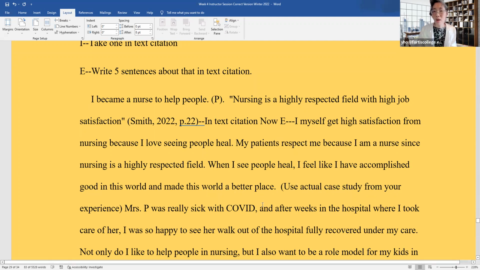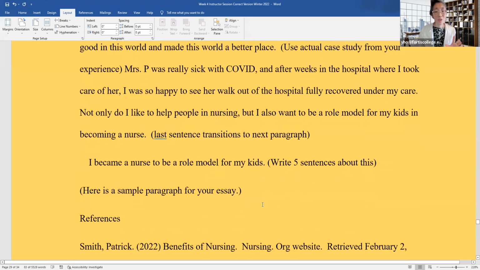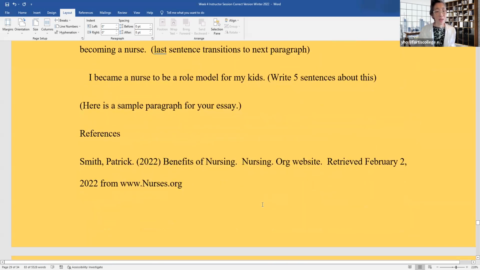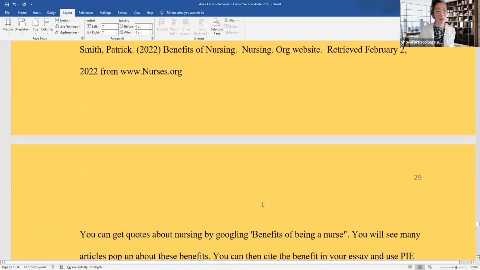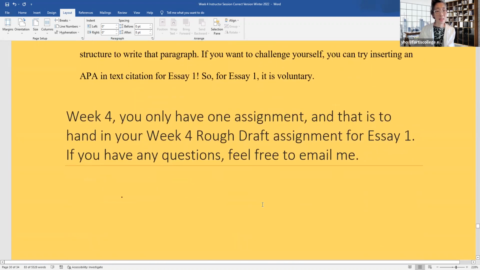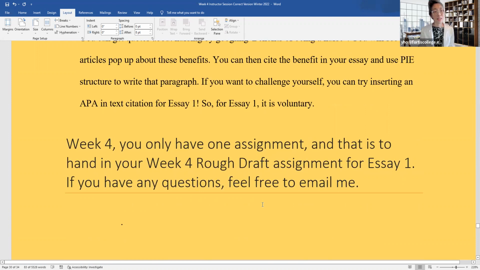But for essay 1, this is only voluntary. For essay 2, you're going to have to be able to know how to do PIE structure. So you can try it out if you want to challenge yourself. Here is how it would look, your references at the end of your paper, okay? And that is it. And that's the end of this assignment.